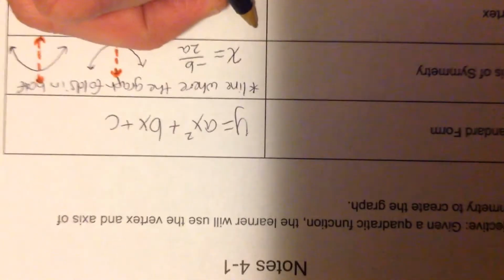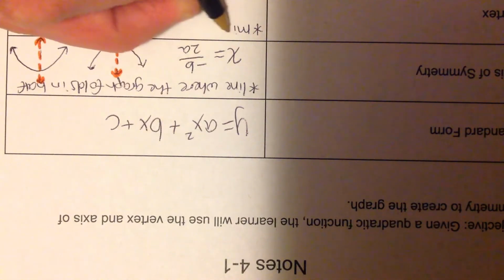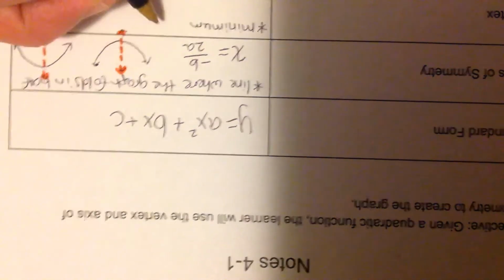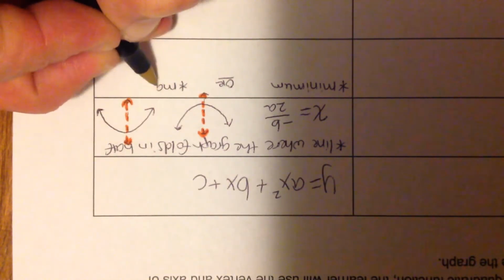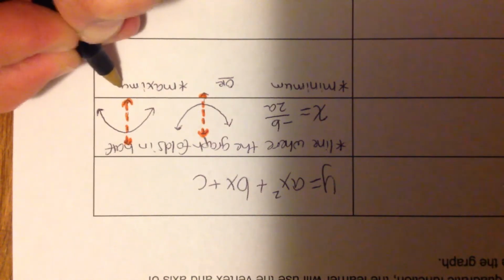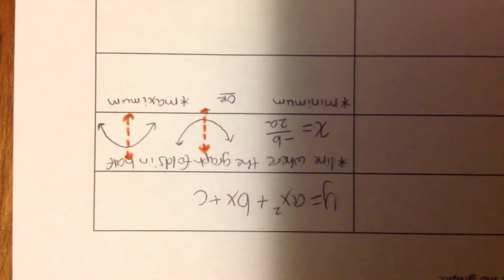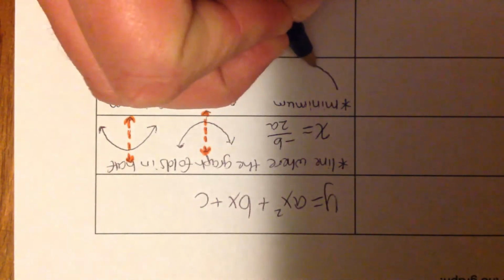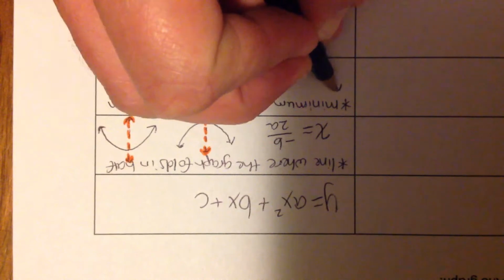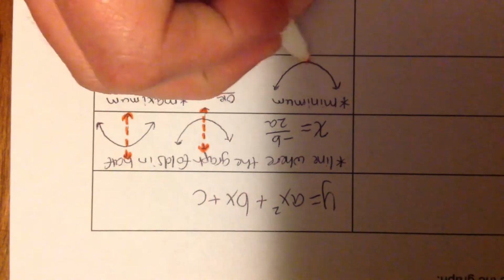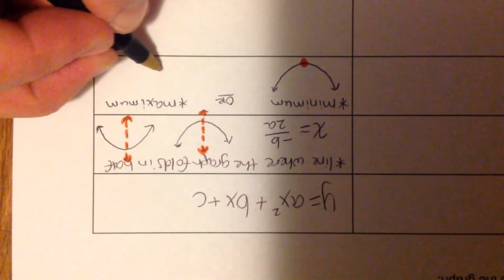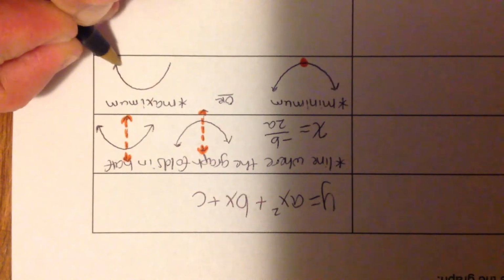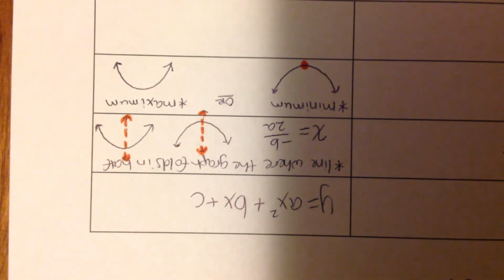Alright, so the next question is, what is the vertex? Well, the vertex is either the minimum of your graph or the maximum of your graph, depending on what your graph looks like. It's the minimum if it's the very lowest point of your graph. The vertex will be right here. And you'll have a maximum if your graph is opening downward. The vertex will be the maximum of your graph.